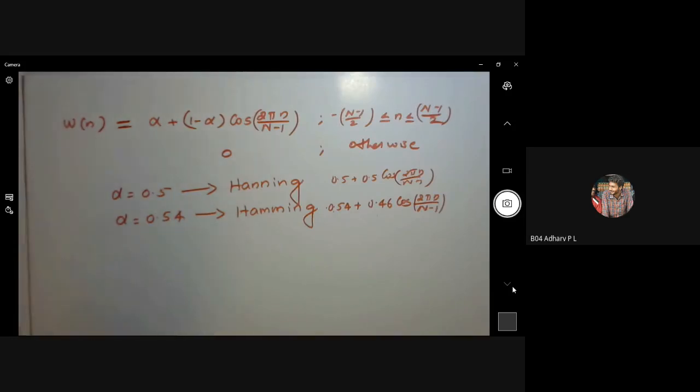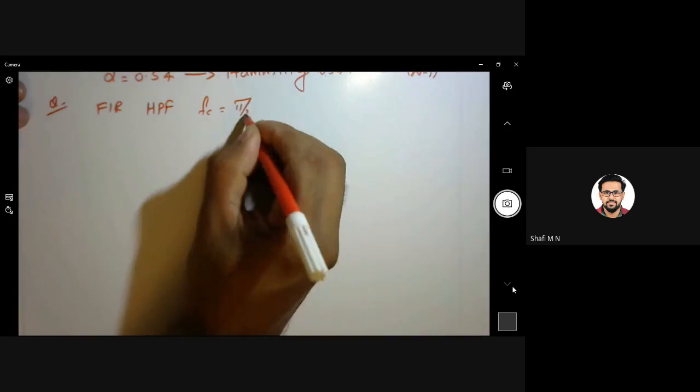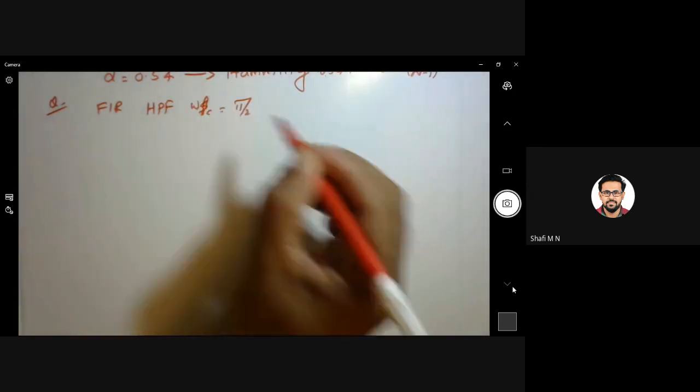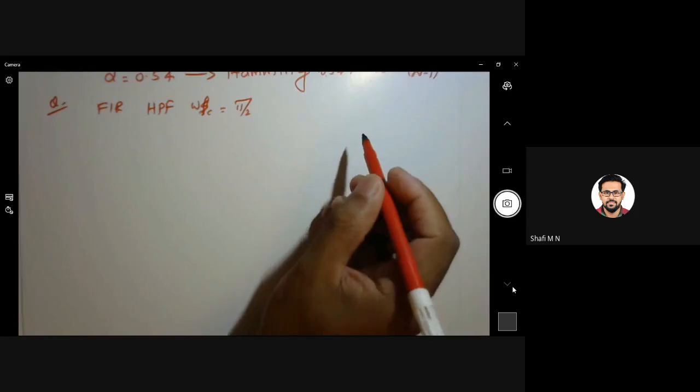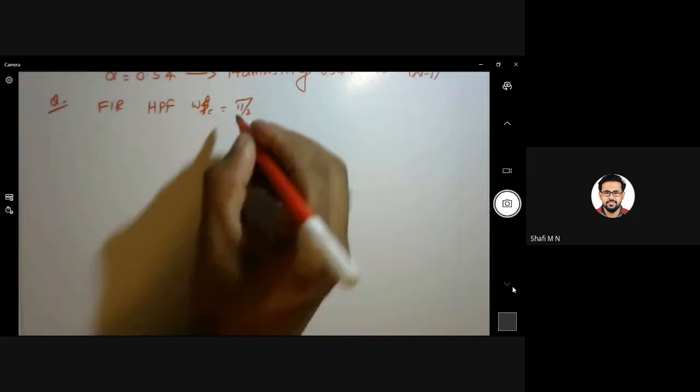Okay. You have to design an FIR high pass filter with cutoff frequency pi by 2. With cutoff frequency pi by 2. You can call it omega C, right? Pi by 2 or pi by 4? I think it's pi by 4, right? Make it pi by 4.